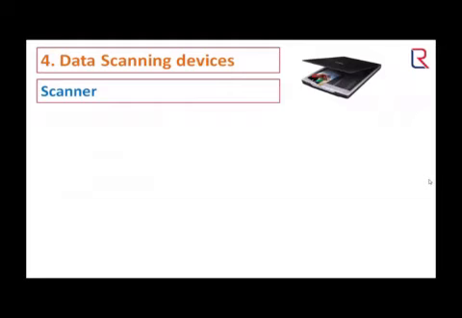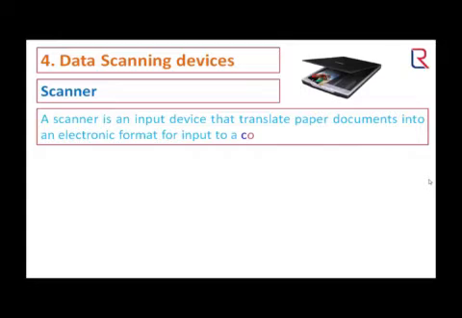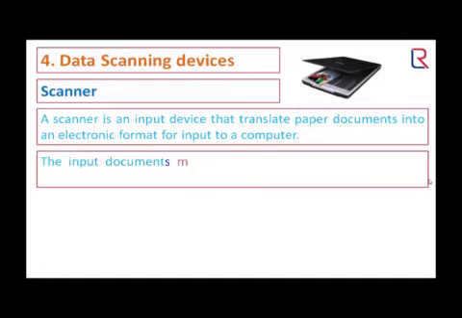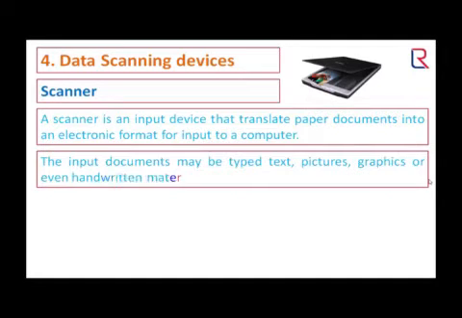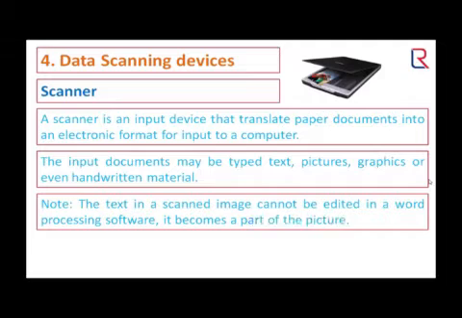Scanner. A scanner is an input device that translates paper documents into an electronic format for input to a computer. The input documents may be typed text, pictures, graphics, or even handwritten material. The text in a scanned image cannot be edited in a word processing software. It becomes a part of the picture.